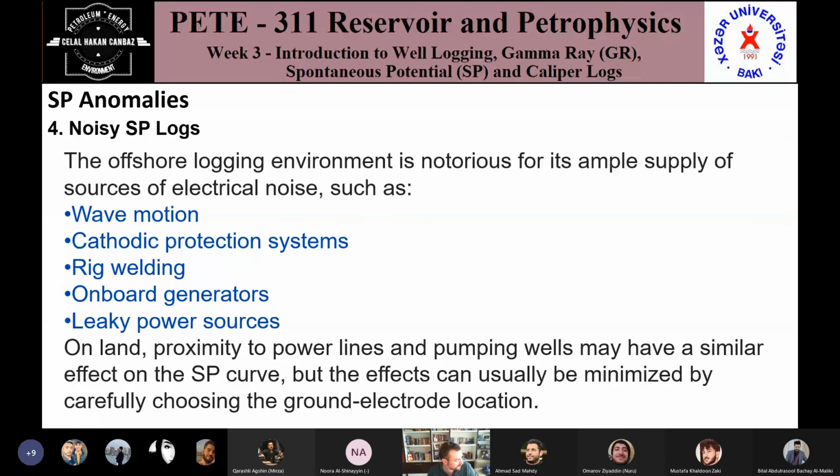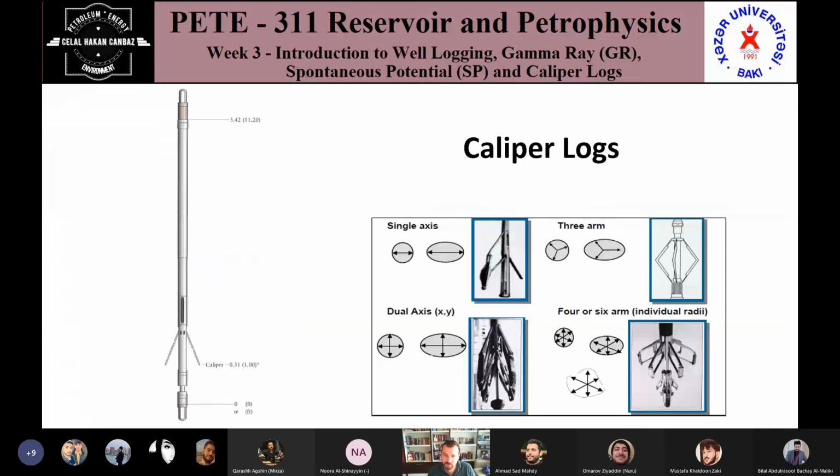From this point, we will go more into the technical details, so I will stop the SP here. I will pass to the caliper log. We came to the last slides. So I came to the caliper log. We said that the caliper log is used for borehole measurement, right? You can see, for example, here the different types of caliper logs.